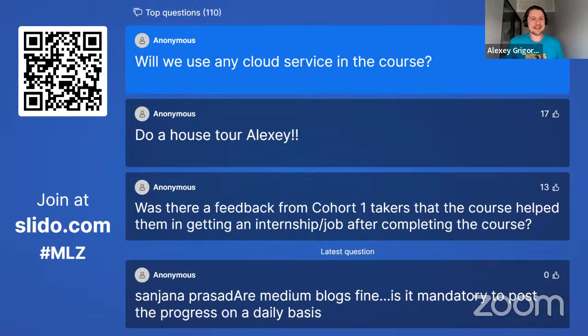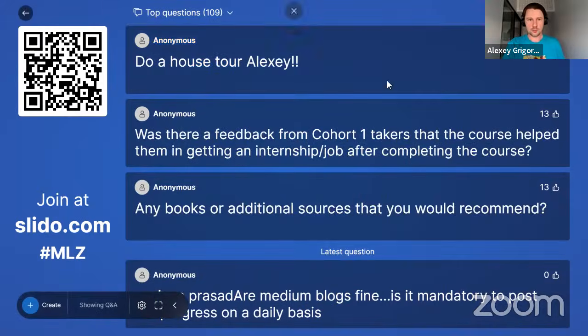But also, if you don't have access to the cloud, and if you don't want to do this, you will be able to do the entire course without cloud at all. So for the house tour, maybe later, not right now. We don't have a lot of time now.